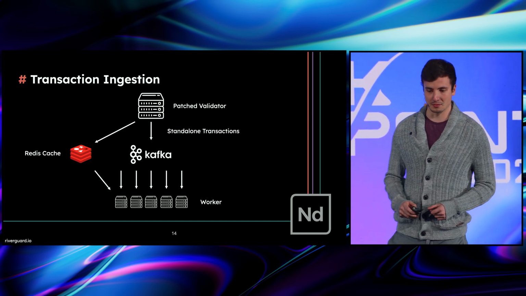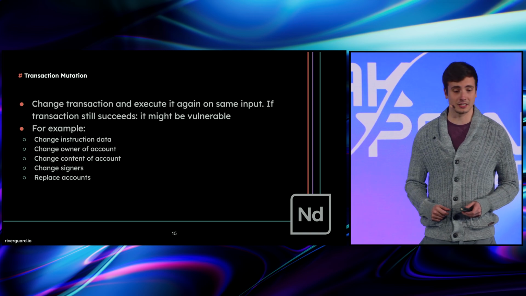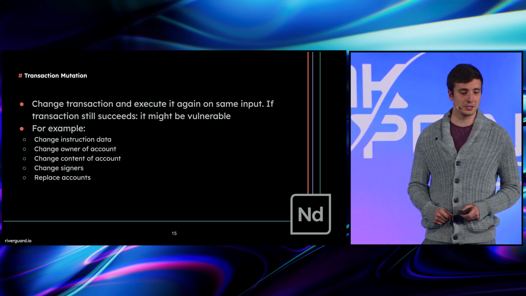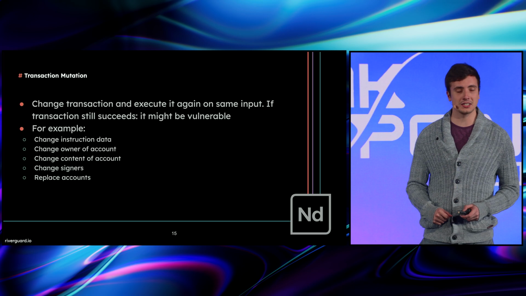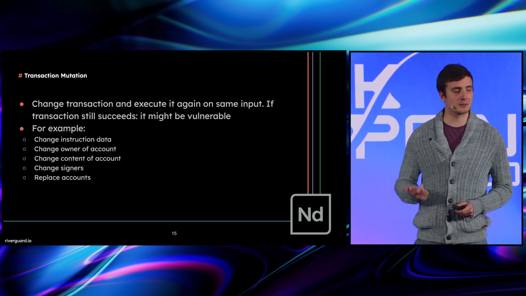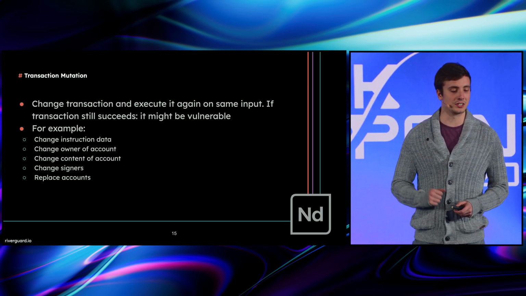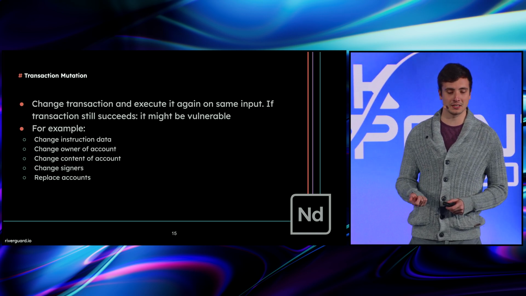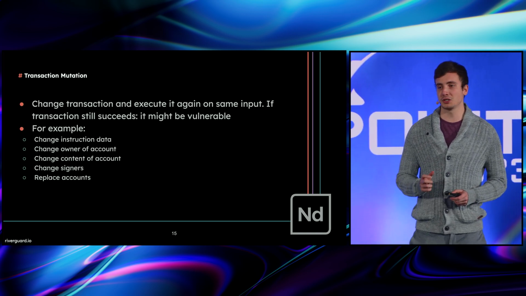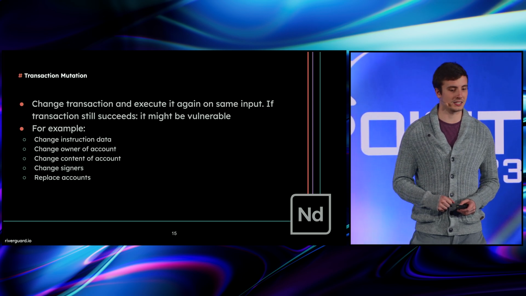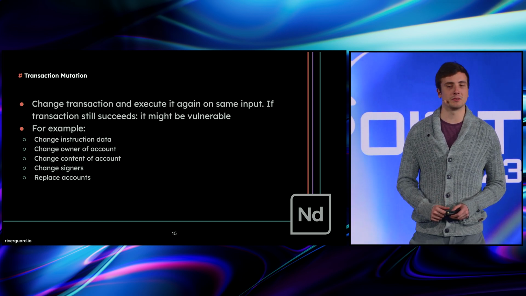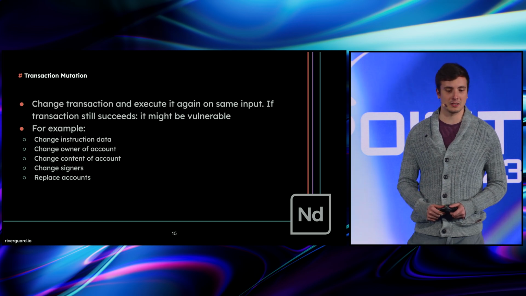So that's what we'll talk about next, the transaction mutations, which in essence is just changing transactions, executing them again, and then seeing what changed. For example, if we change something and the transaction still succeeds, but it shouldn't, then this could indicate that the program might be vulnerable to some attack. Or the other way around, if we change something and the transaction should succeed but it doesn't, that might also indicate a vulnerability.